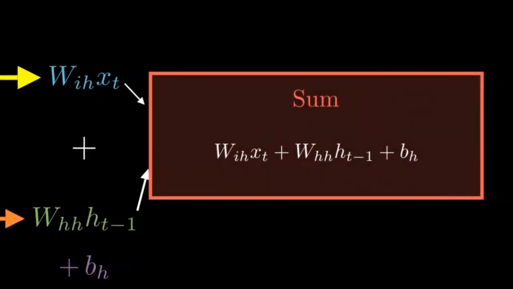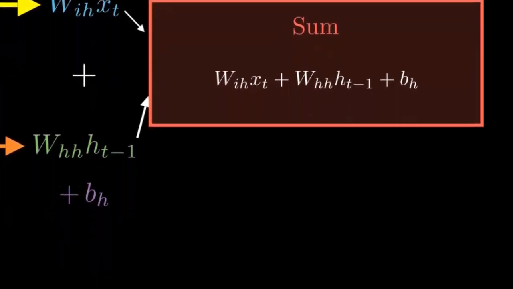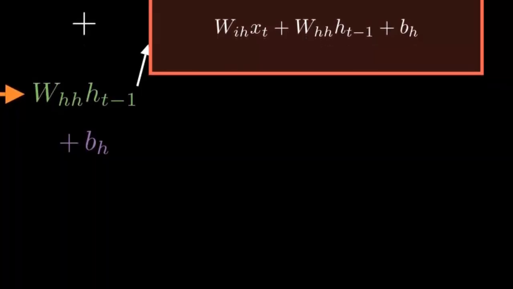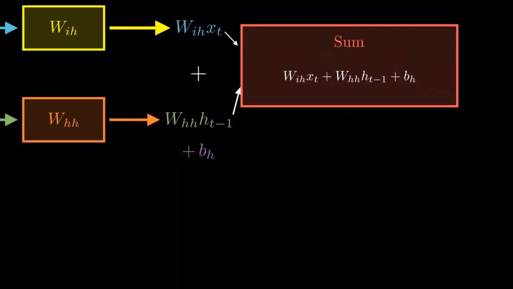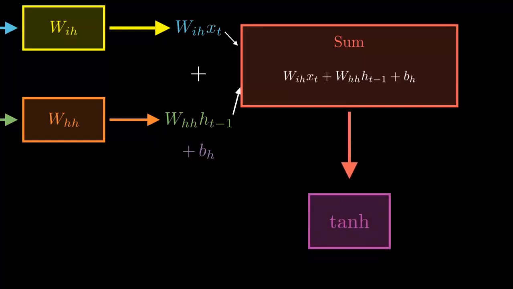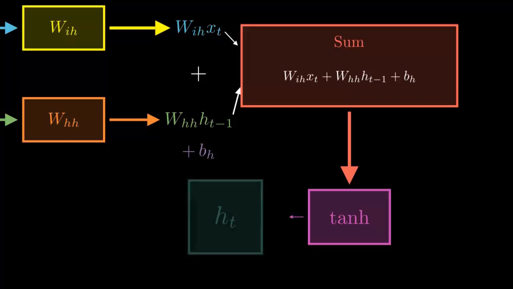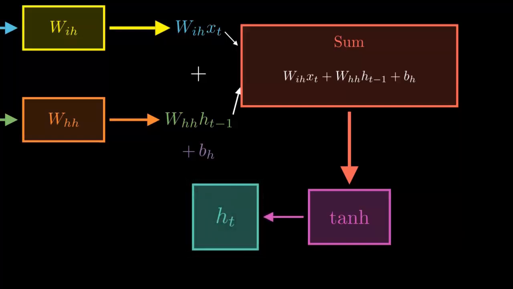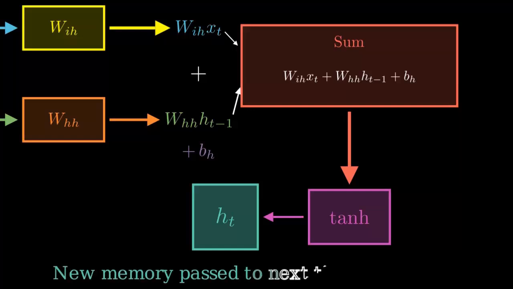Now we move on to the final step to generate the new memory. This sum is passed into a tanh activation function, which is the hyperbolic tangent function, which squashes the combined value into a range between -1 and +1. This nonlinearity is essential for the network to learn complex relationships. The output of the tanh function is our final result, which is the new hidden state ht.